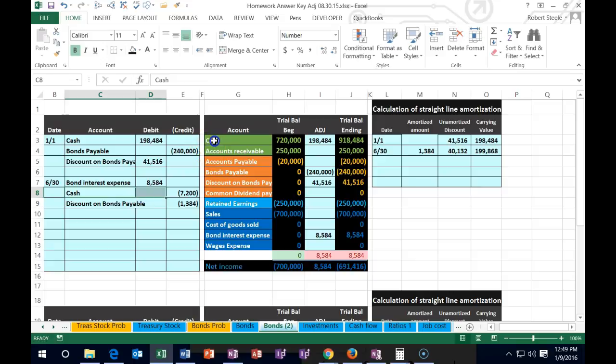Then we're going to record the cash. Here's the cash here. We're going to record it into the adjustment. There's something in here, so I'm going to double click on it, go to the end of it and plus, and then point to that 7.2. This is a credit, that's a debit. Those are opposite, making this go down.